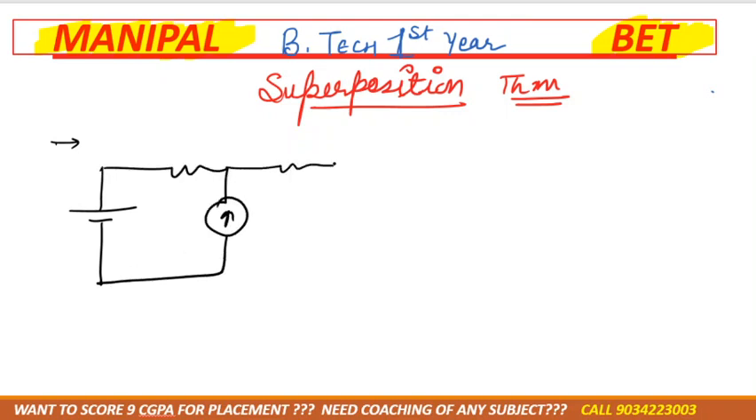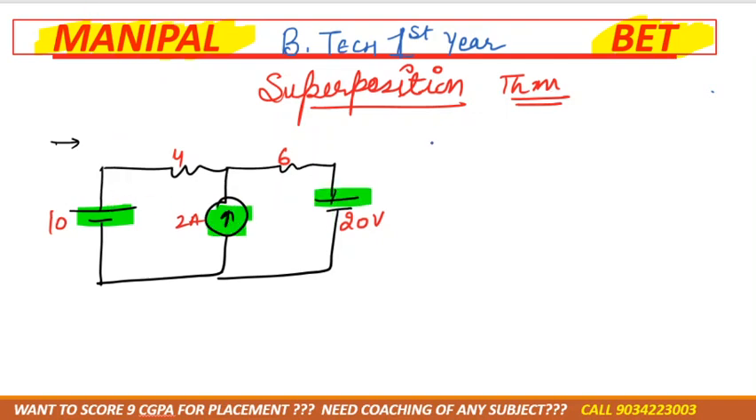Suppose this is the circuit. Now can you tell me how many sources are there in this case? How many sources are there? In this case, two voltage sources and one current source. So total three sources. So this question will be solved in three different steps.